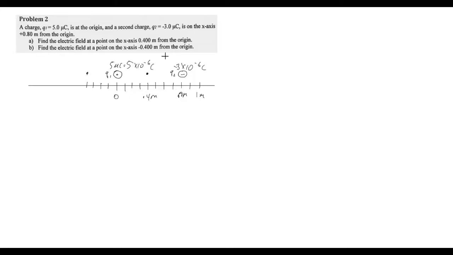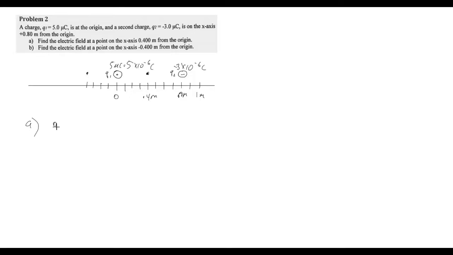Since we have 2 point charges now, we can't just do one solution, because each of these point charges is going to create a separate E field at this point. Once we find the E field from each of these at this point, sort of like the quiz we took, we can then add those E fields together in some way to find the net E field. So let's start with part A.